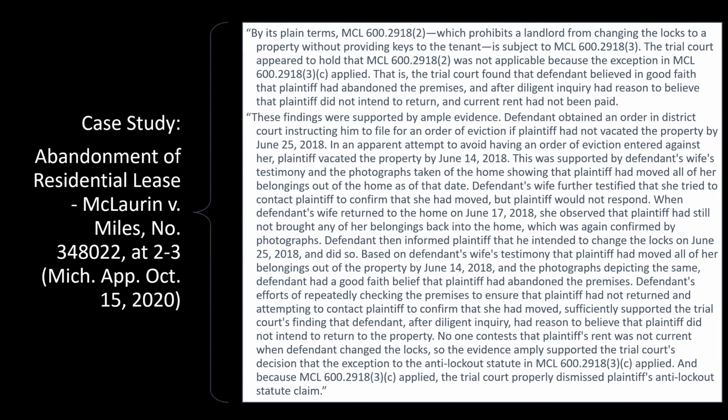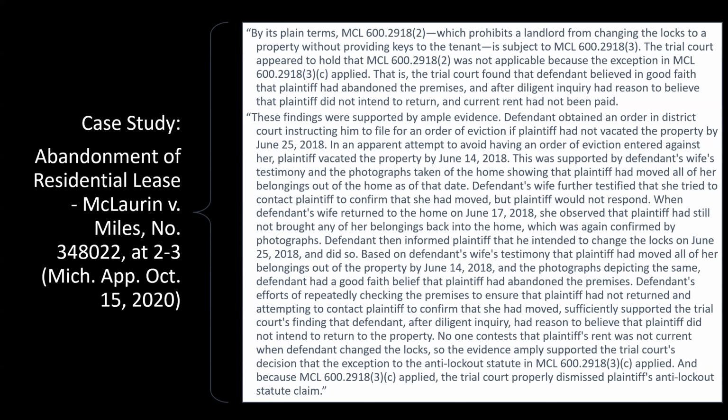Here's a couple case studies. First one is abandonment. This is a residential lease, right? The trial court found in good faith that the tenant abandoned the premises, and that the landlord made diligent inquiry to believe that the tenant was not intending to return and the current rent had not been paid. I'm not going to go through and read it in detail. You can stop the video and take a look at that.